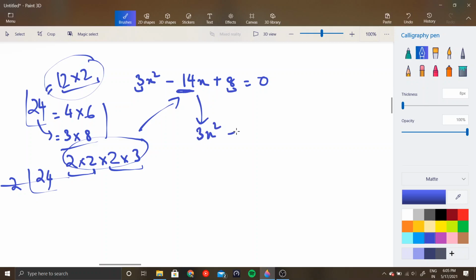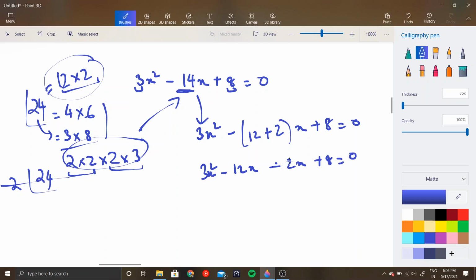So we will just write minus 12 plus 2x plus 8 equal to 0, right? So this will be 3x square minus 12x minus 2x plus 8 equal to 0, right? 12 plus 2 is 14, 12 into 2 is 24, correct. So take 3x common here, you will get x minus 4. You take 2 common here, you will get x minus 4 equal to 0.